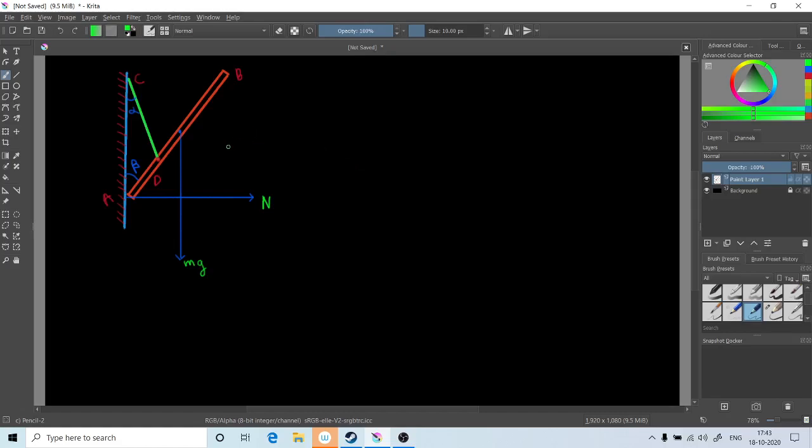So the question says, a homogeneous rod AB of mass M and length L leans with its lower end against the wall and is kept in the inclined position by a string DC. DC is kept inclined at this point, point A. The string is tied at point C to the wall and at point D to the rod, so that AD equals AB by 3, that is L by 3.